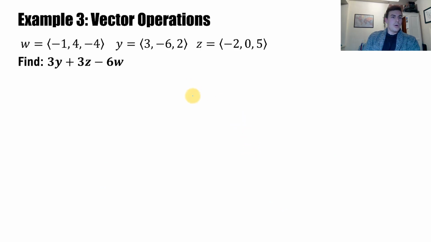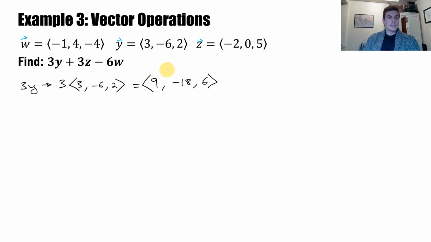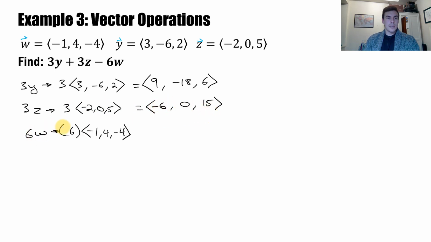All right, let's do some vector operations then. If we're given vectors w, y, and z, find 3y plus 3z minus 6w. So let's just do this one bit by bit. I've got 3y, so that's 3 times our vector y here. So we just distribute that 3 to each component. It's going to look like 9, -18, and 6. 3z, again, I've got our scalar of 3, multiplying that to each component of z. That's going to give us -6, 0, and 15. And 6w, I'm just taking 6 and distributing that to each component. That gives me -6, 24, and -24.